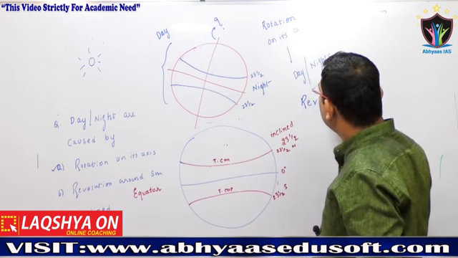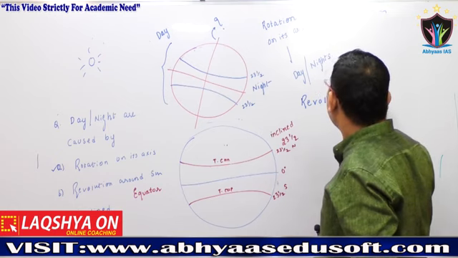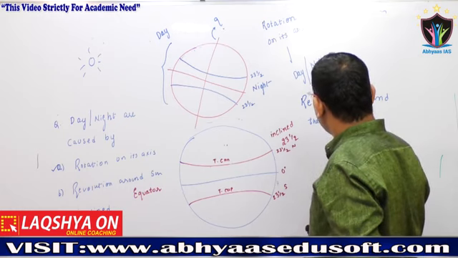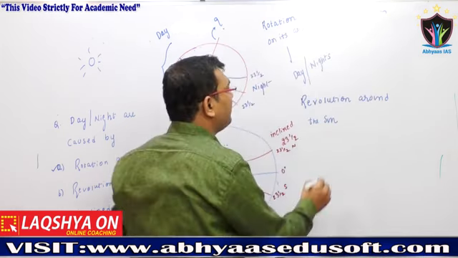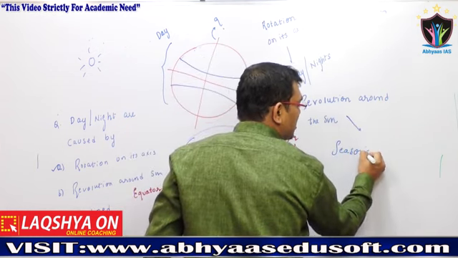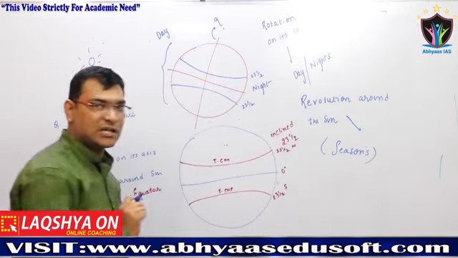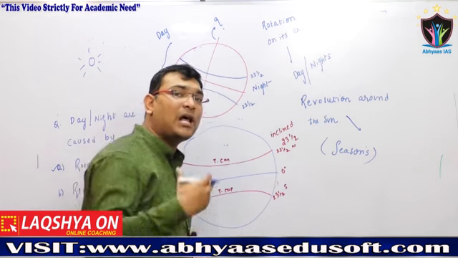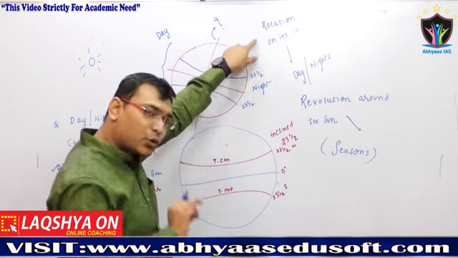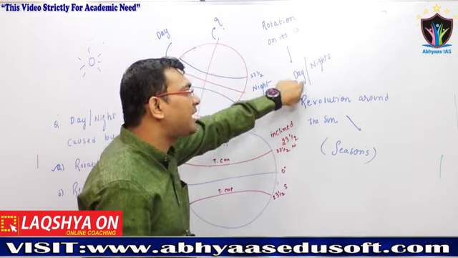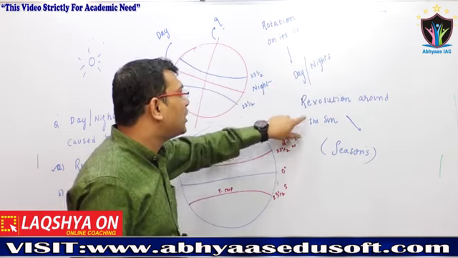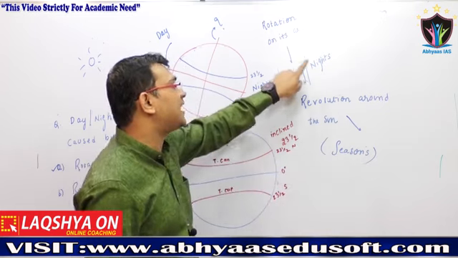Because of the revolution around the sun, what will be the resultant for this? Resultant will be your seasons. Seasons are caused by revolution around the sun. When the earth revolves around the sun, your resultant will be seasons. When the earth rotates on its own axis, resultant will be day and nights. So revolution is the seasons, rotation is day and nights.